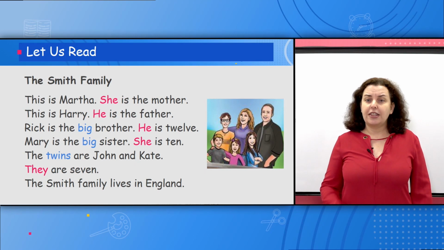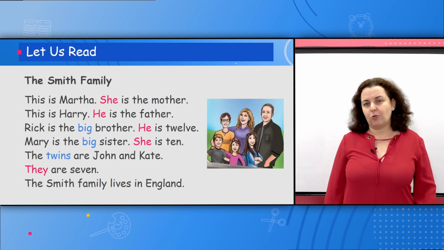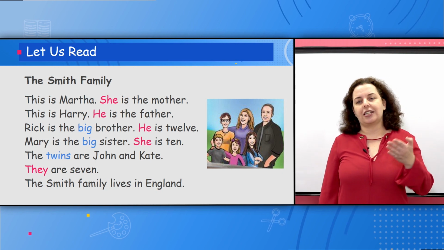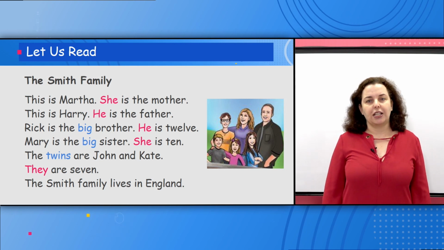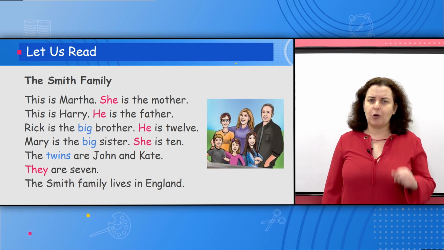Let's continue. The Smith family, remember them? Let's read about them. This is Martha. She is the mother. This is Harry. He is the father. Rick is the big brother. He is 12 years old. Mary is the big sister. She is 10 years old. The twins, התאומים, are John and Kate. They are 7 years old. The Smith family lives in England. So this is a little story about the Smith family. Now you know more about them.